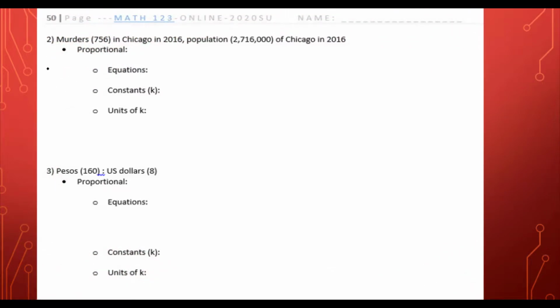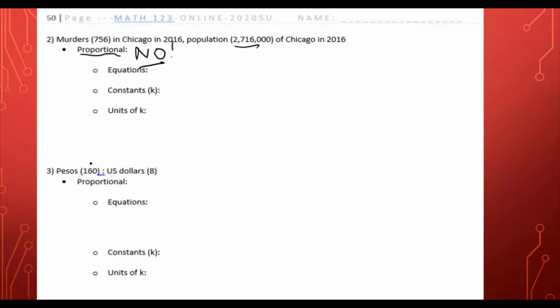So for the next problems, 2, 3, 4, and 5, the first thing we have to decide, are they proportional? Is the relationship proportional? Because if it's not, you can't make equations. Well, you can, but they don't mean anything. So 2 says murders, 756 in Chicago in 2016, and a population of 2,716,000. Is it proportional? Well, if you double the people in Chicago, would the murders automatically double? The answer is no. Who knows what's going to happen? So that's an easy one. It's just simply no.